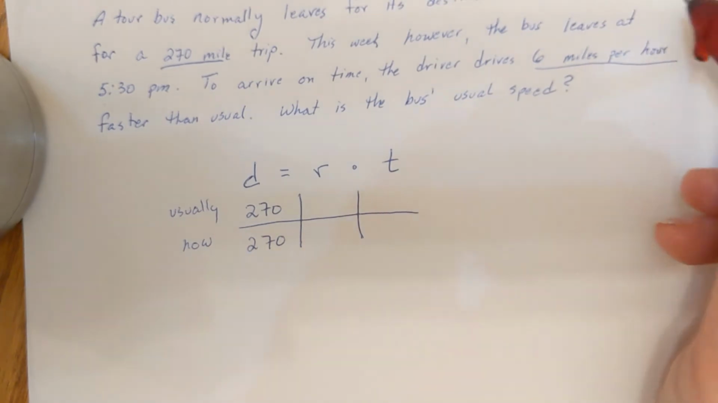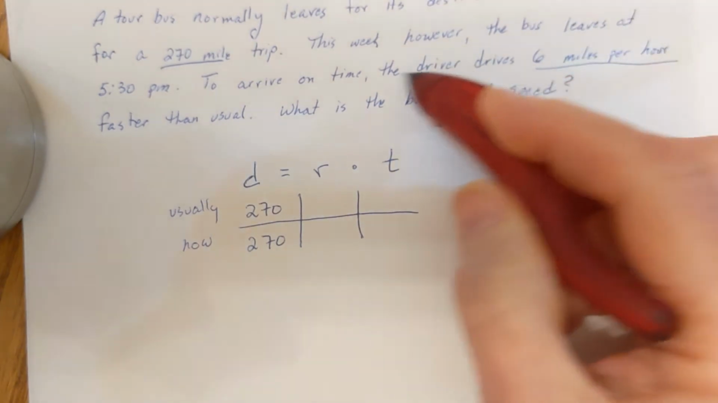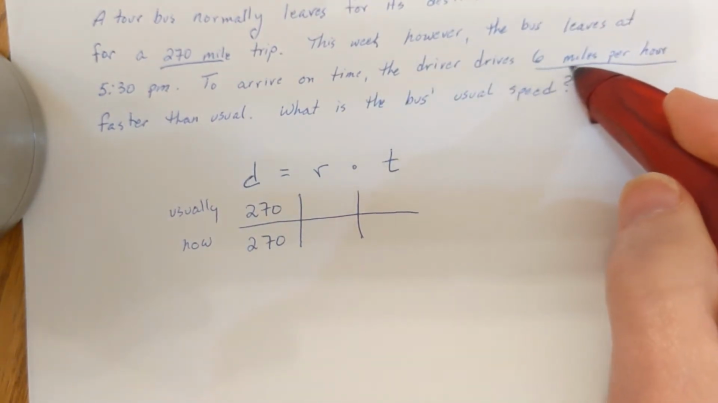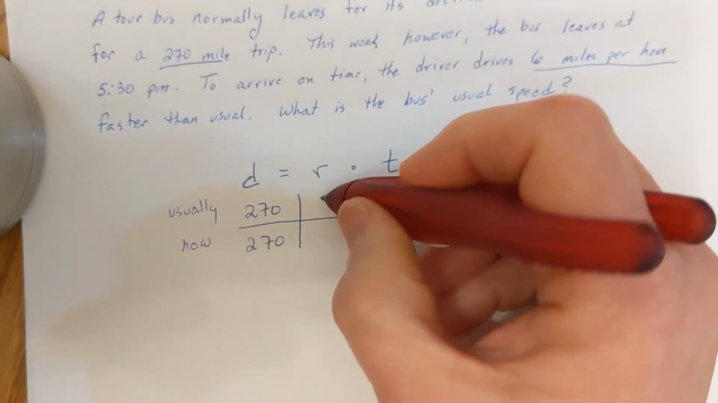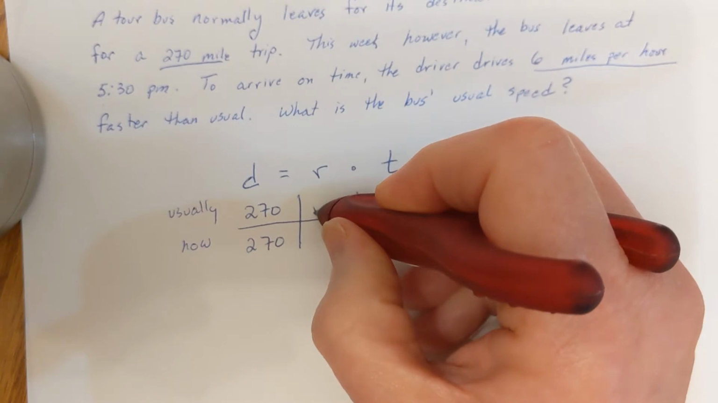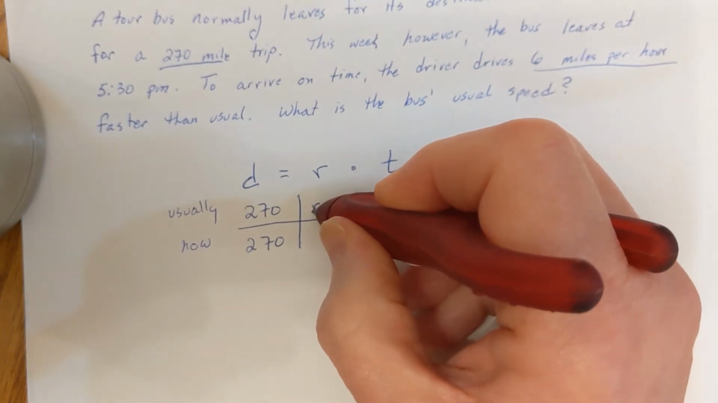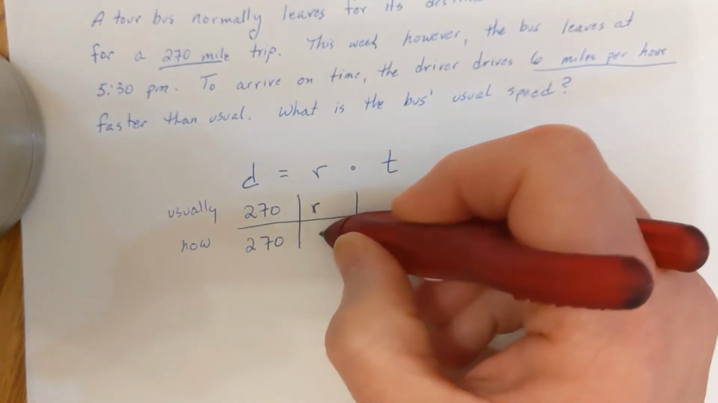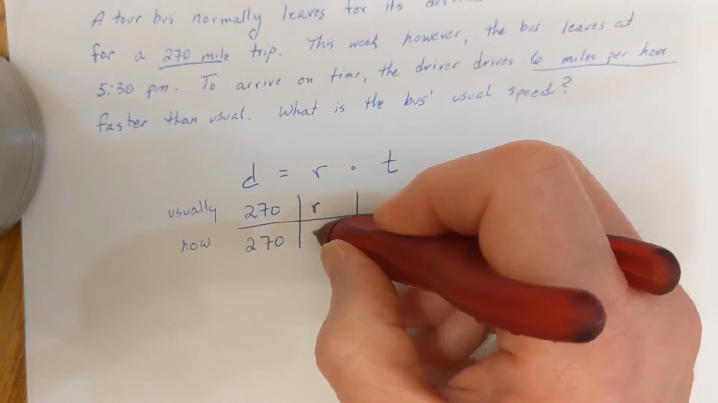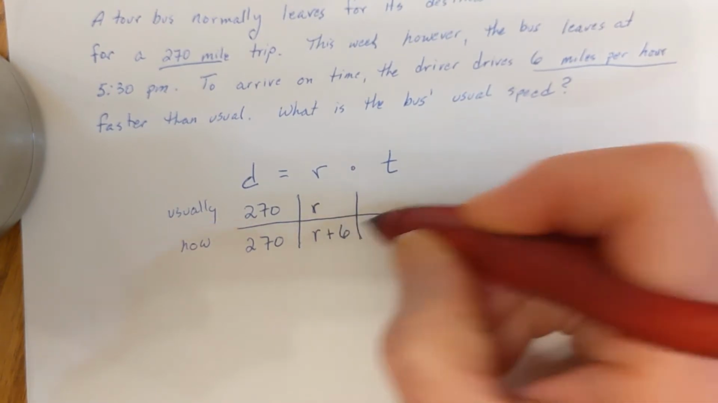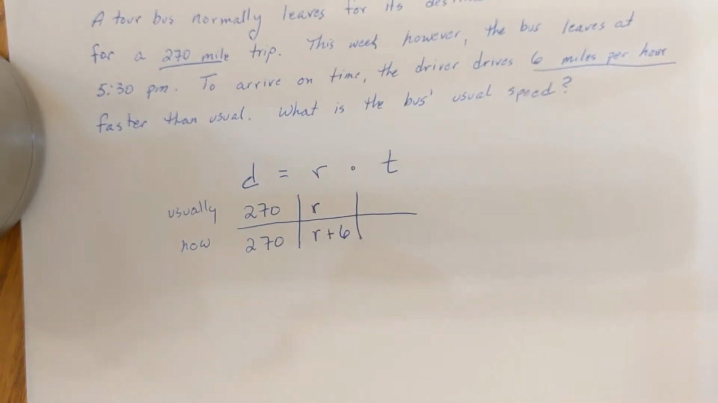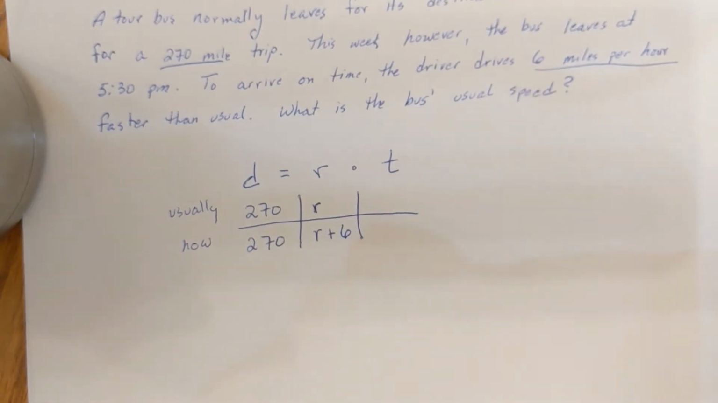My normal rate, let's see, today the driver drives 6 miles per hour faster. So usually they drive at R for their rate. Today they're driving at R plus 6 miles per hour. I do not know the time.